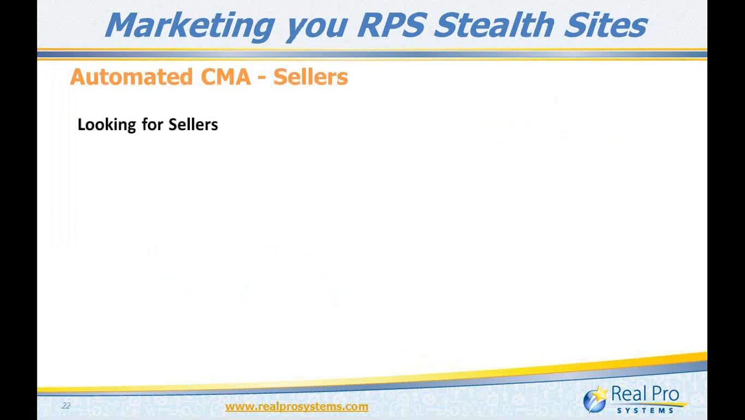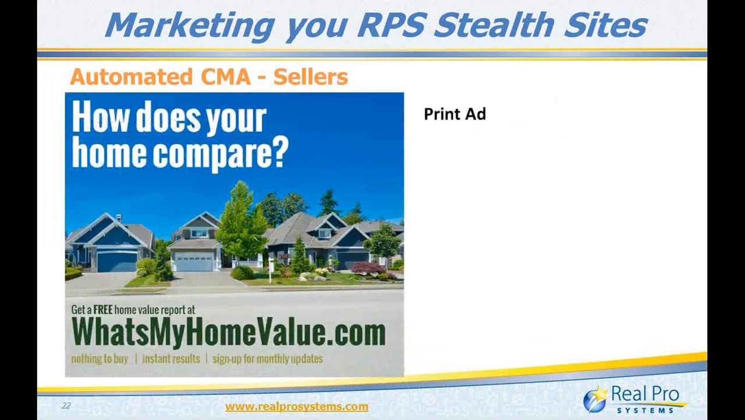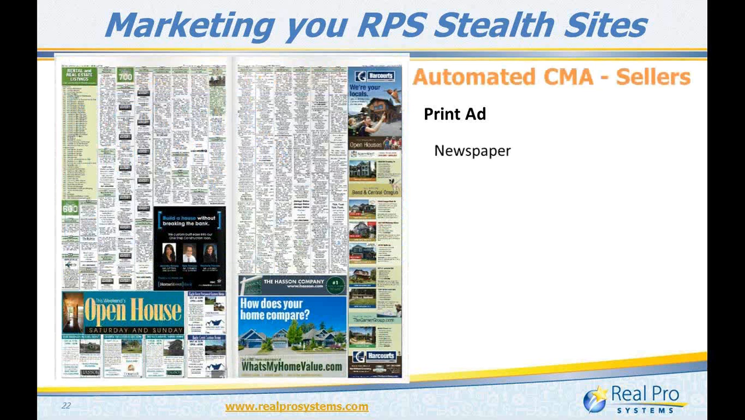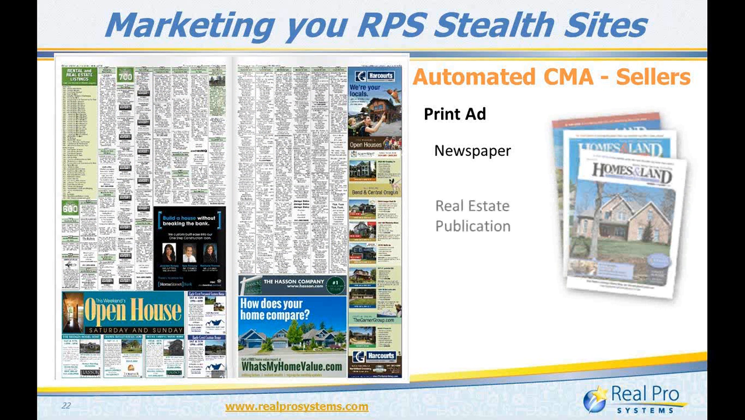So here's an example of a print ad, which can be placed in the real estate section of a local paper, or maybe the real estate booklet or publication. Here's some samples here. So this is a really great way to advertise this free and instant and easy service. And they're just basically taking out an ad designed to reach your target audience offline and then send them to your stealth site to bring them online.